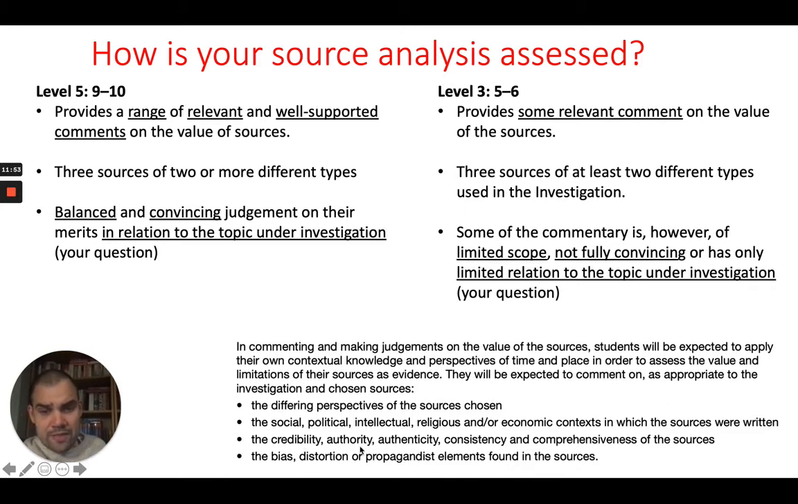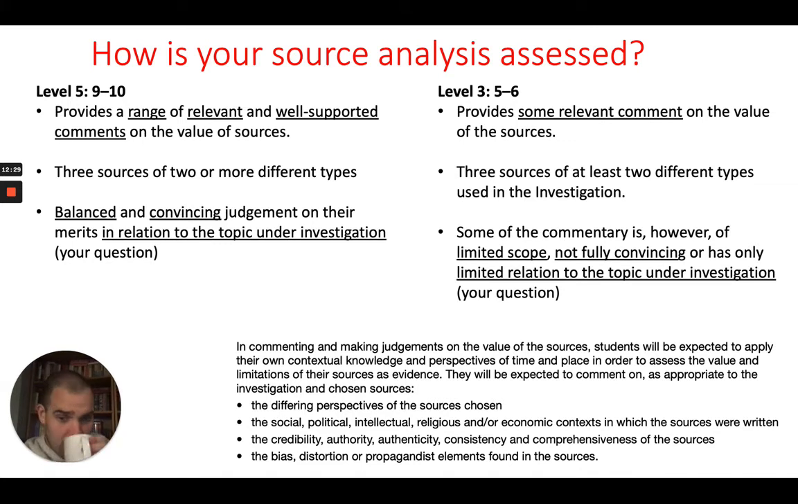Then you've got the credibility, authority, authenticity, consistency, and comprehensiveness of the sources. So again, a few things there. Credibility, authority, authenticity is again looking at, to what extent is the source propaganda, to what extent is the author of the source credible, what kind of authority do they have to illustrate a certain point you're trying to make. The comprehensiveness of the source is basically about whether they give you a sort of complete picture of that particular issue, or are they quite narrow in some way? I'll show you an example of what they mean by that in a moment.